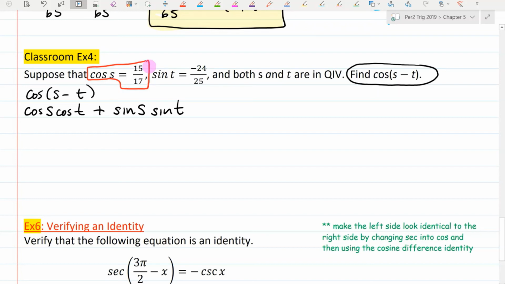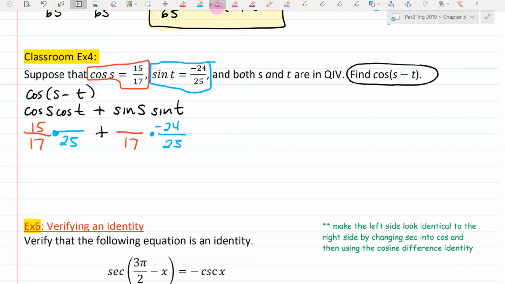Cosine of S is 15 over 17. So I know that sine of S is going to be something over 17. Sine of T is negative 24 over 25. That means cosine of T will also be something over 25. And then we have a plus sign in the middle. Okay? Sometimes they tell you they're in different quadrants, by the way. These are both in quadrant 4.